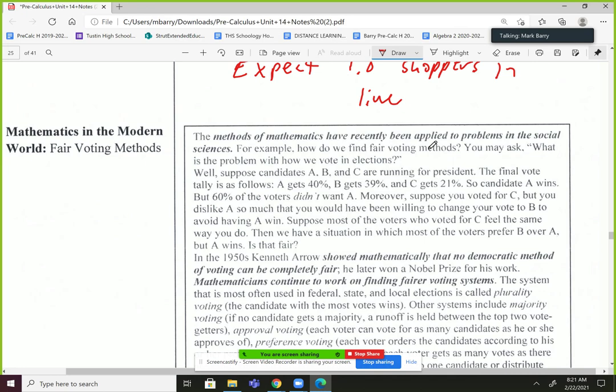So candidate A wins, but 60% of voters didn't want candidate A, right? If 40% of them voted for candidate A, that means 60% did not want them. Moreover, suppose you voted for C, but you also dislike A so much that you'd be willing to change your vote to B to avoid having A win. Suppose most of the voters who voted for C felt the same way as you do. Then we have an unfair situation in which most of the voters prefer B over A, but A wins.